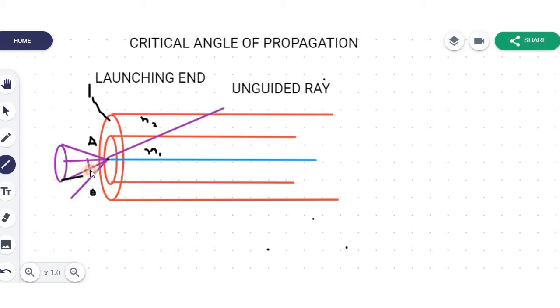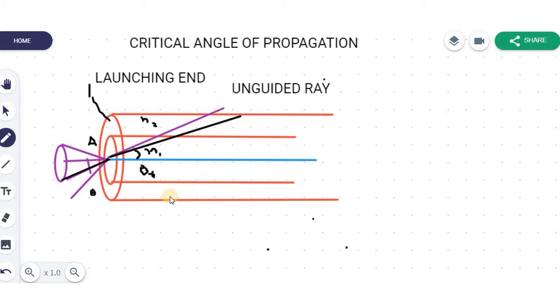The ray which is traveling along the cone. What happens to this ray? I have drawn a cone, and the ray which is traveling along the surface of the cone, what happens? It enters at a particular angle, and for the time being I'll name this angle as theta r.